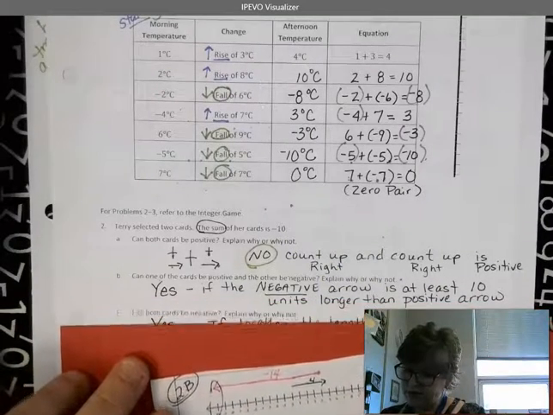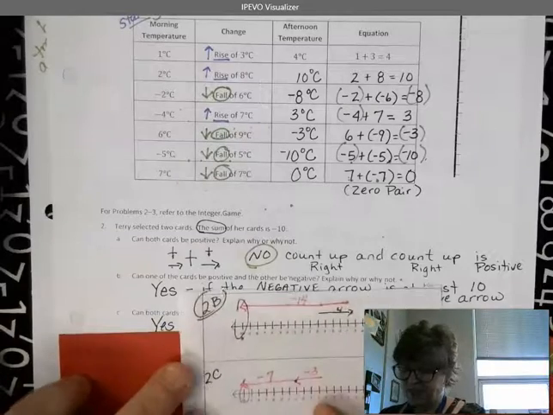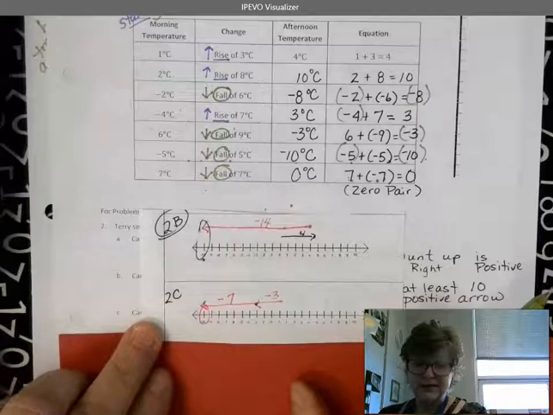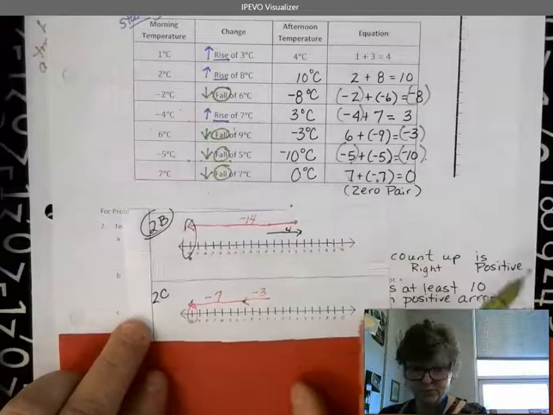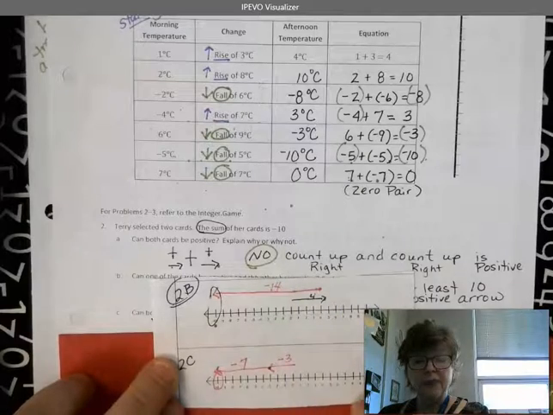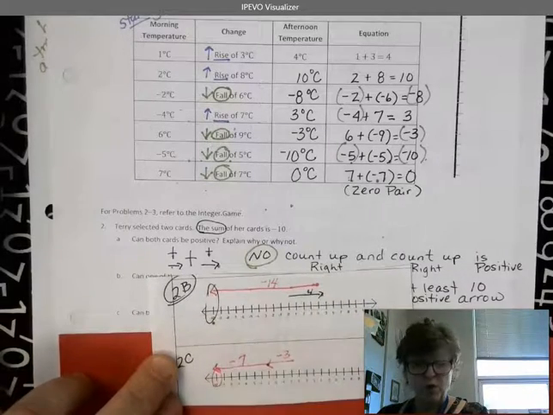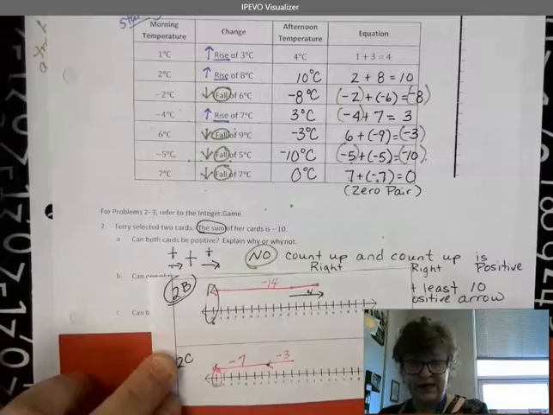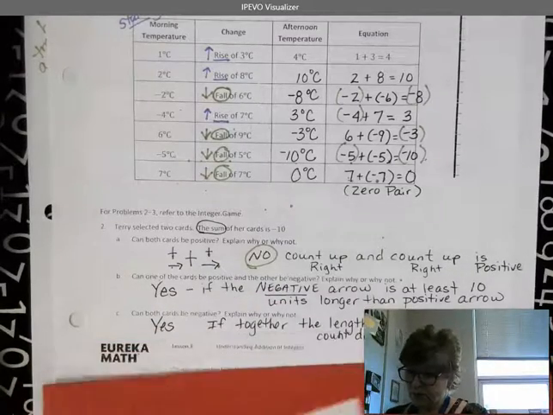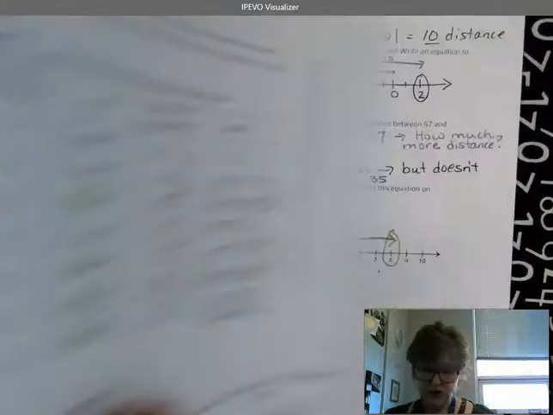Okay, and then for 2C, what about them both being negative? Yes, absolutely, that would work. Not always, it depends on the numbers to equal -10, but two negative numbers will always give you a negative number, as you can see in this example.